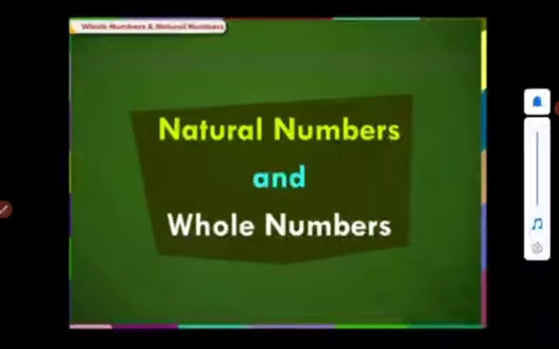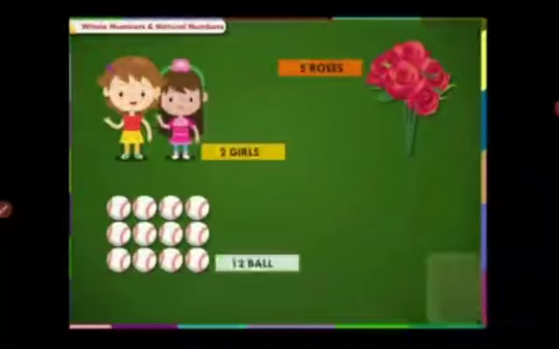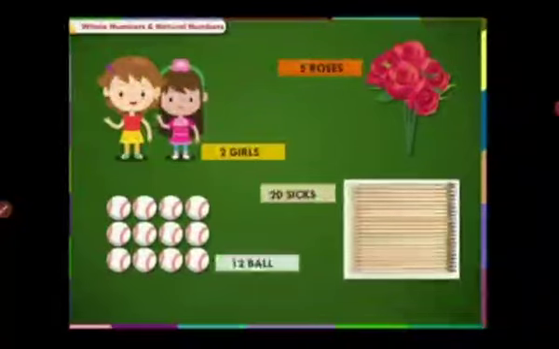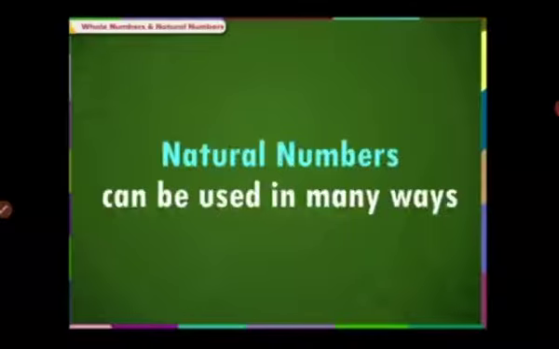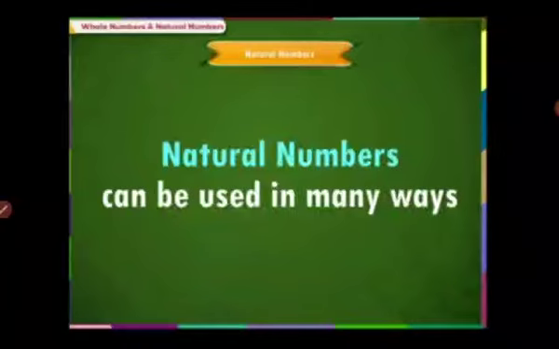We count objects using numbers like 2 girls, 5 roses, 12 balls, and 20 sticks. We use numbers 1, 2, 3, 4, and so on to count objects. So, these numbers are called as counting numbers or natural numbers. Natural numbers can be used in many ways. They can be used to show quantity and position.